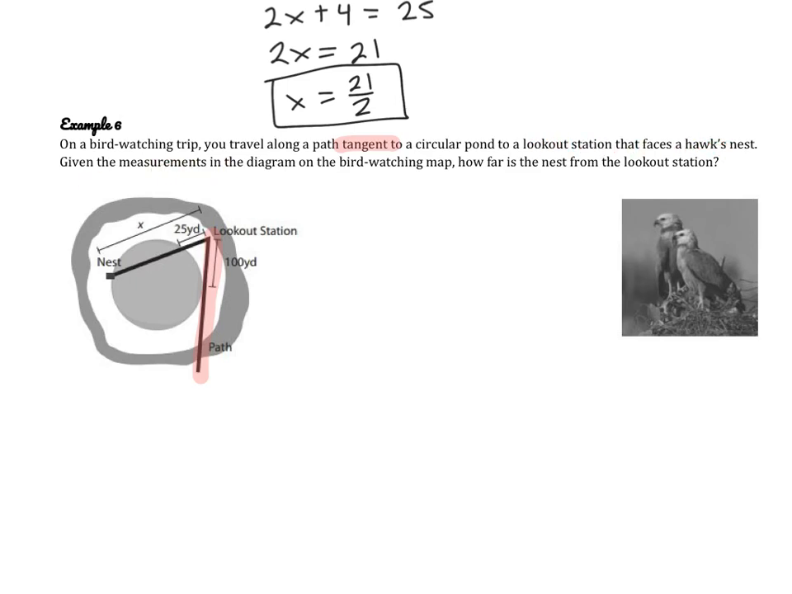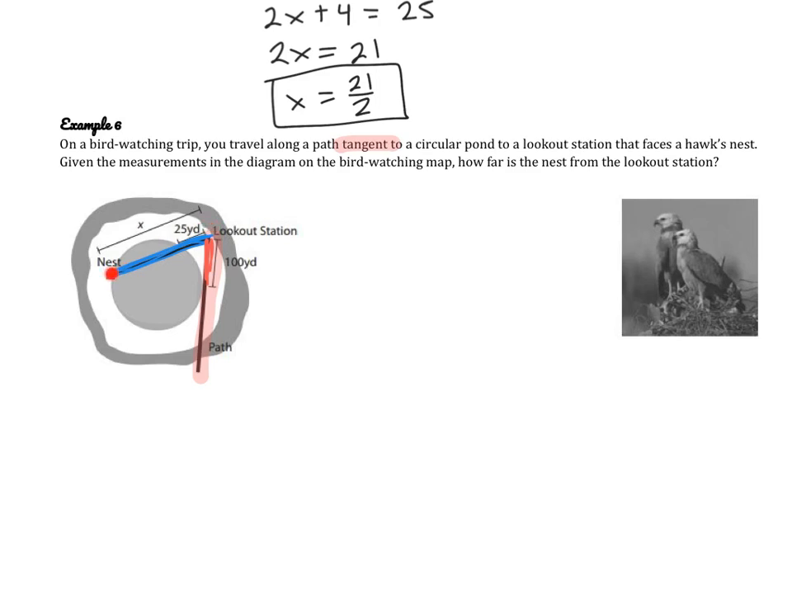And you're taking this path to a lookout station that faces a hawk's nest. Given the measurements in the diagram on the bird watching map, how far is the nest from the lookout station? So we want to find this total length. So you'll notice that here we actually have a secant line. So here we have a tangent right here, and then here we have a secant. So we can use our secant tangent product theorem.